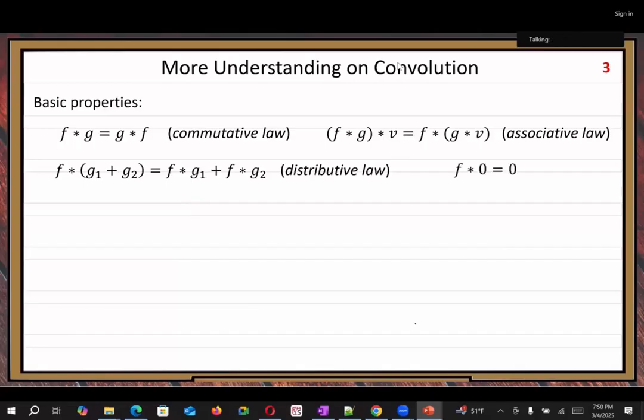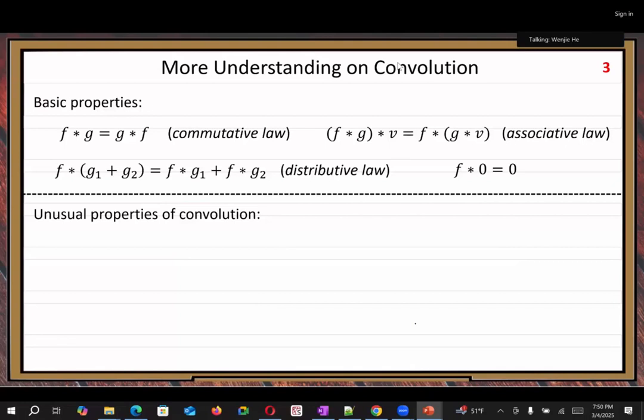Then zero: any function convolved with the zero function still gives zero. That's very easy to see. Now, unusual properties of convolution. All the above properties look quite normal. Nothing is special. Everything is as expected.